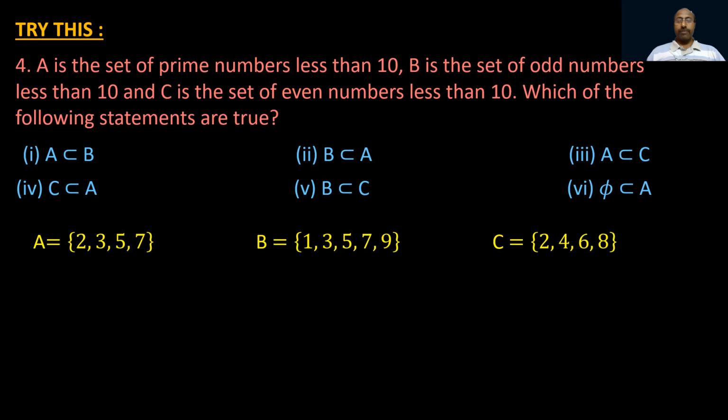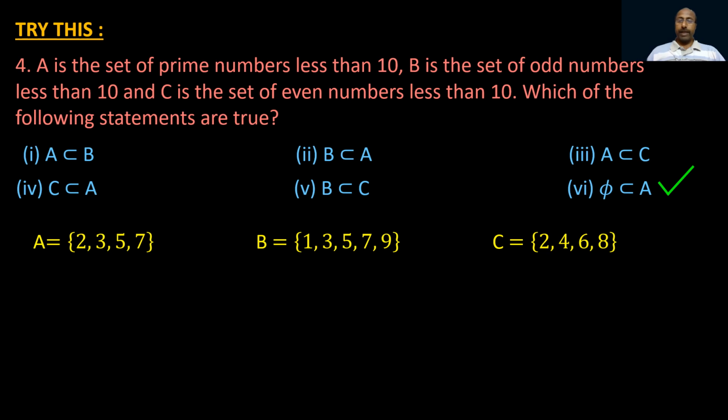So let us see which statements are true. A is a subset of B. Is A a subset of B here? No, because 2 is not present in B. The element 2 in A is not present in B. So A is a subset of B is false. Okay. So here only 5 is a subset of A is right. Let us see why. B is a subset of A.